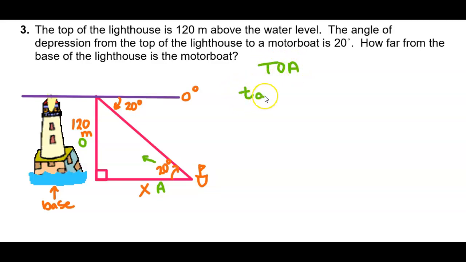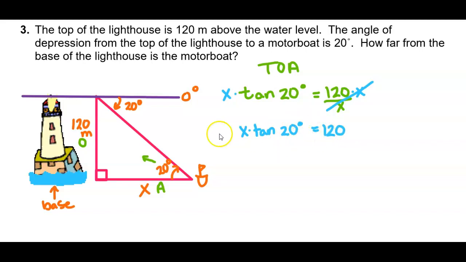So tangent of 20 degrees is equal to the opposite divided by the adjacent, which would be 120 divided by x. So now we want to solve for x. To get x out of the denominator, we're going to multiply both sides by x. And that will cancel our x's on the right, and we'll end up with x times tangent of 20 degrees is equal to 120.